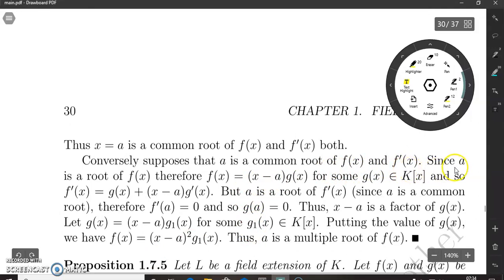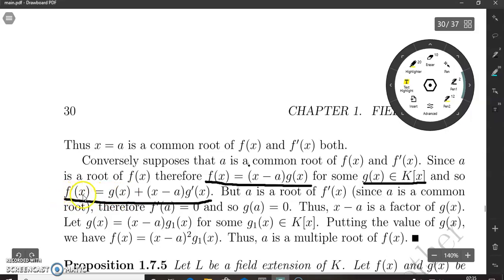Then x minus a will be a factor of f(x), and so f(x) can be written as f(x) = (x minus a) g(x) for some polynomial g(x) in K[x]. Now differentiating this with respect to x, we get f'(x) equal to this. But observe that a is a common root. It means f'(a) will be 0.